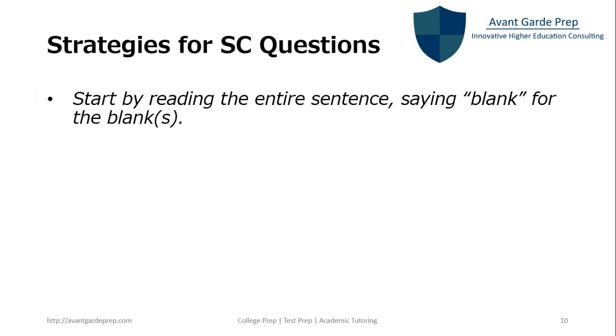Okay, now that you know the two different types of sentence completion questions, let's talk about strategies that we can use to help us answer these questions. The first one is to start by reading the entire sentence, saying "blank" for the blanks. You saw me model this when we were doing those examples just now. The reason behind this strategy is it gives you a sense of the sentence, what words you can already start thinking about to complete the sentence, and also helps you with the logic of the sentence.